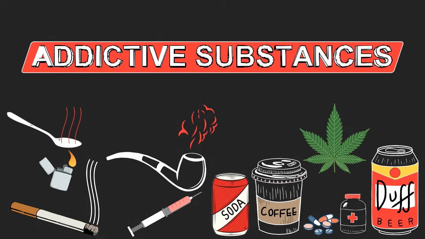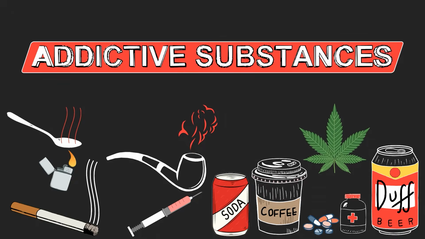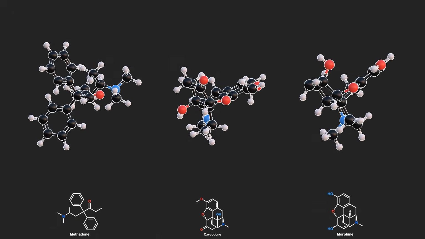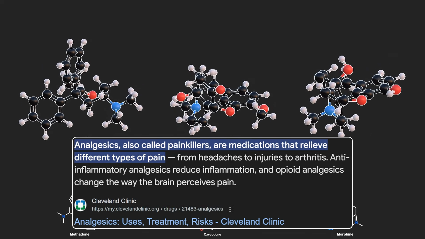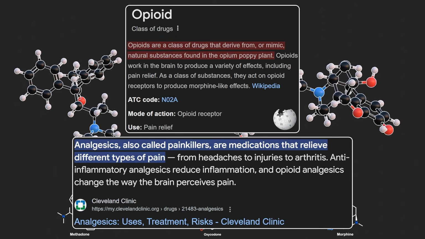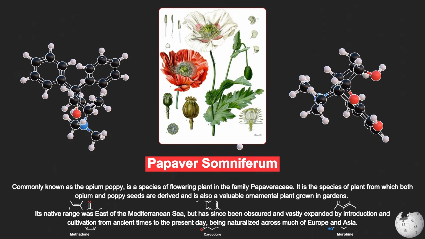In this video, we will definitively explore the most addictive drugs, thoroughly understand what makes them so powerful, and delve into the science behind their effects. We will start with prescription opioids, also known as painkillers. Opioids are a class of drugs that derive from or mimic natural substances found in the opium plant, called Papaver somniferum, or the poppy plant.